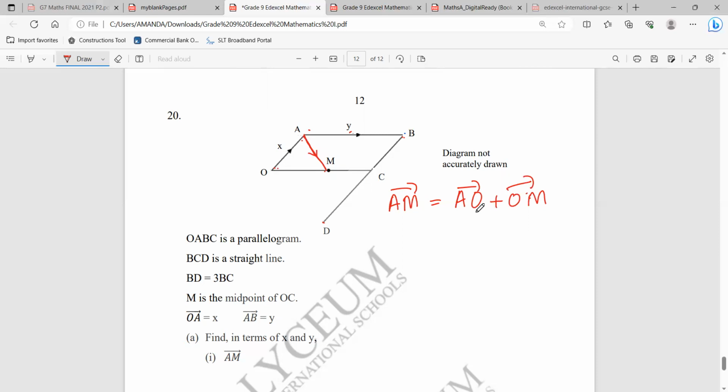See, look here, this O and this O, they cancel out. So we need to find AM using x and y. Do we know AO? OA is x, so AO is negative x. Do we know OM? Since this is a parallelogram, OM is y divided by 2. Done. So AM is minus x plus y over 2.